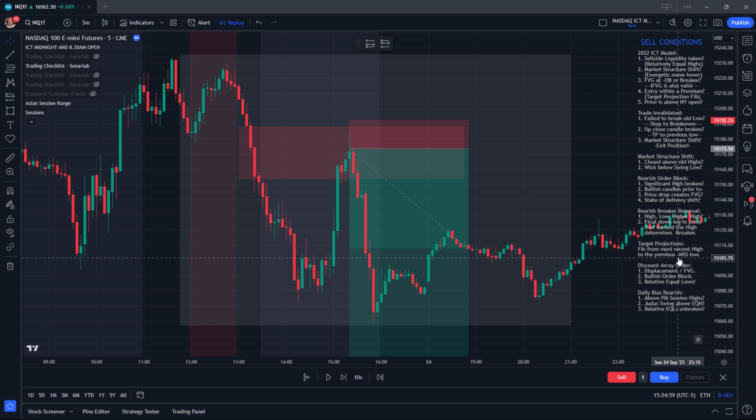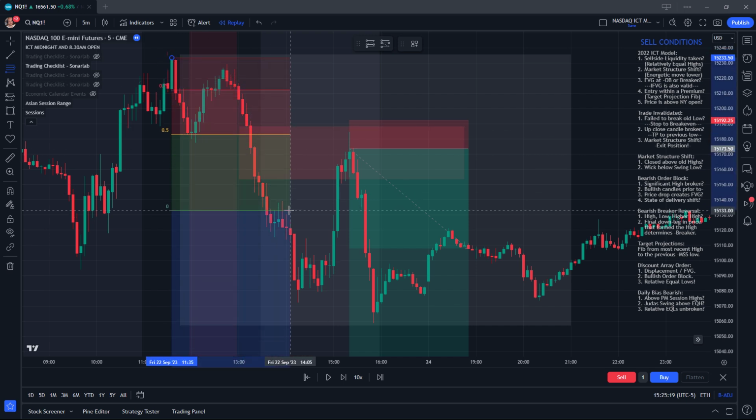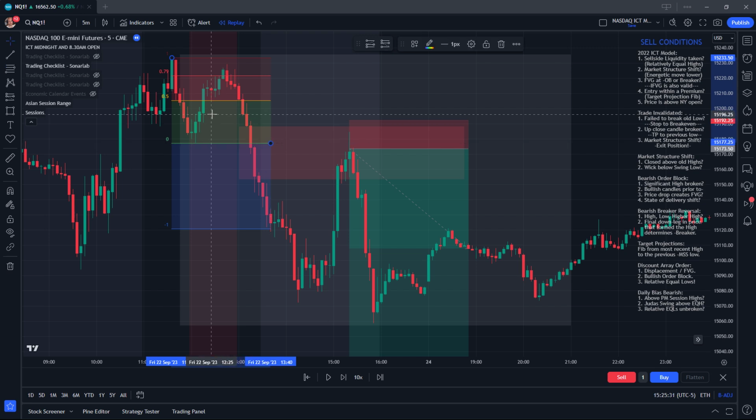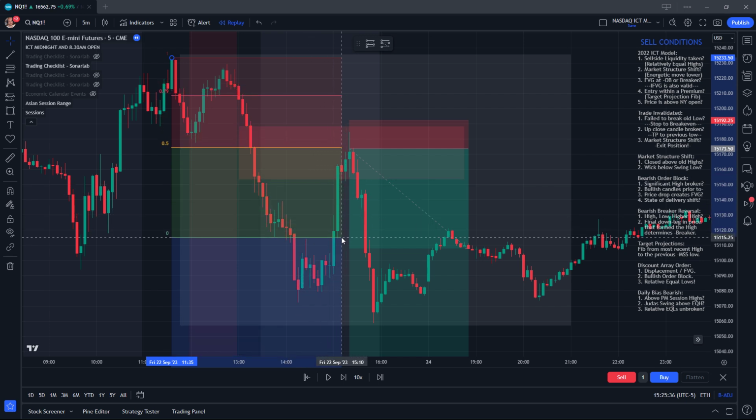So I said the most recent high. I mean, we could say that this was the most recent. But if we did this, we'd never get in the trade. And I want to use the high that took out sell side liquidity. First it was this. We never take our trade. Then as price keeps moving down, we get another market structure shift here.